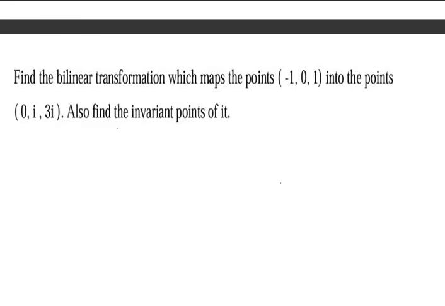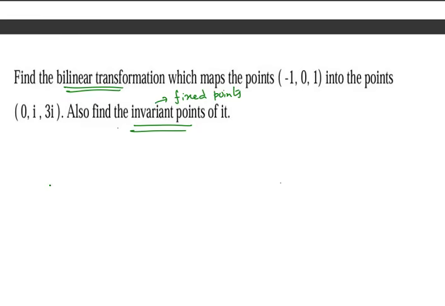Friends, in this video we are going to solve this problem. They have given 3 points mapped to 3 points. I want to find the bilinear transformation first, then I want to find the invariant points, that is, the fixed points. I know that a bilinear transformation has at most 2 fixed points, other than the identity transformation. The given one is not the identity transformation, so I will get at most 2 fixed points. That is in my mind. Okay, now we can proceed.